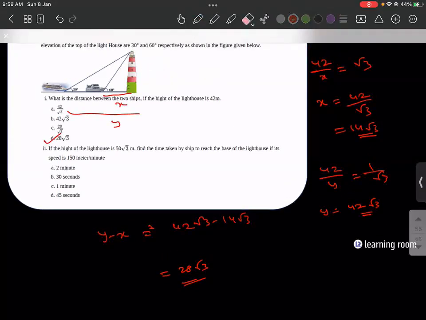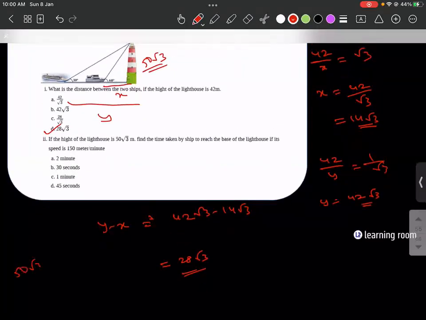If the height of the lighthouse is 50 root 3, find the time taken by the ship to reach the base of the lighthouse if the speed is 150 meters per minute. If I take this to be y, 50 root 3 divided by y is equal to tan 30, which is 1 by root 3. So y comes to 150 meters. It is traveling at 150 meters per minute, so it will take 1 minute to come. Time is equal to distance by speed. Correct.